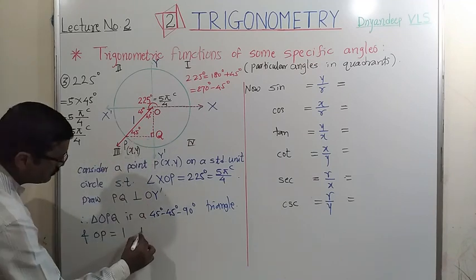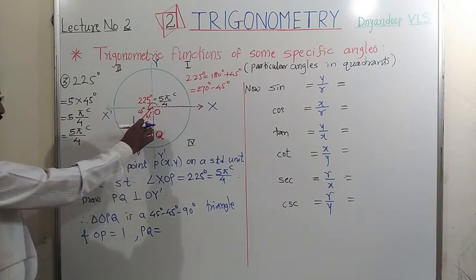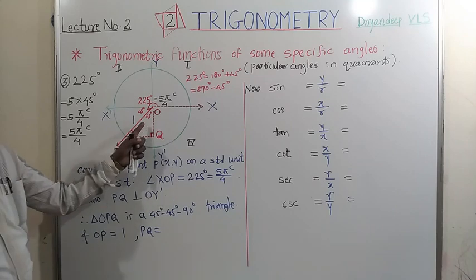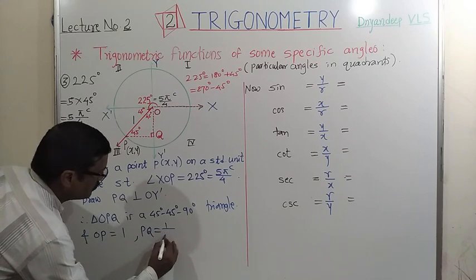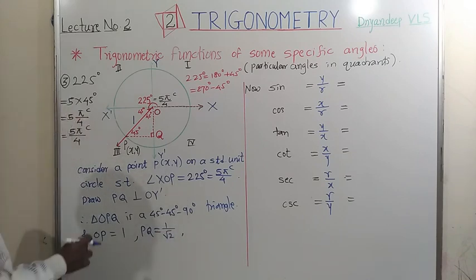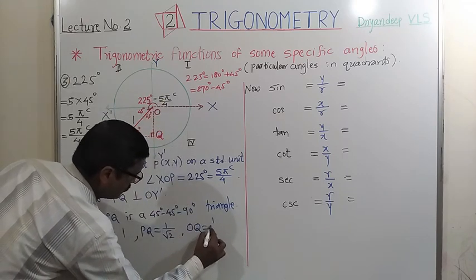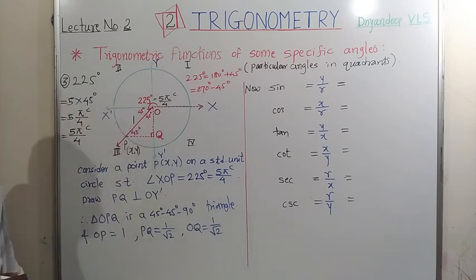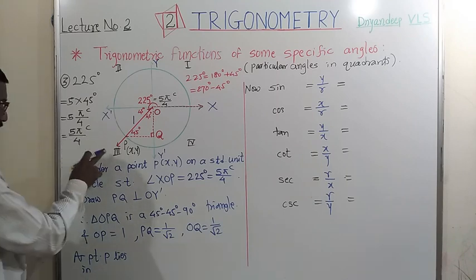Then PQ is nothing but, what is PQ? PQ is side opposite to 45, and in right angle triangle side opposite to 45 degree is 1 upon root 2 times the hypotenuse. Hypotenuse is our unit, that is 1. So it is 1 upon root 2. And the side opposite to another 45, that is OQ, is also equal to 1 upon root 2 times hypotenuse, that is 1. So 1 upon root 2 into 1 is 1 upon root 2. As point P lies in, where is point P? Point P is in third quadrant.